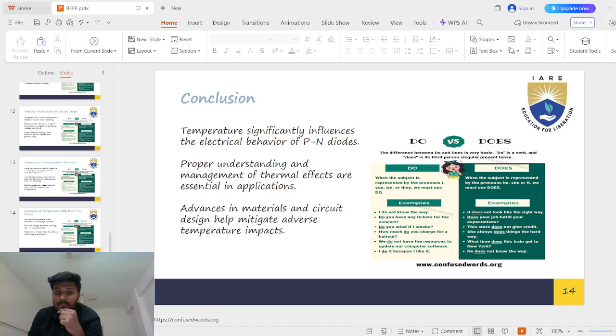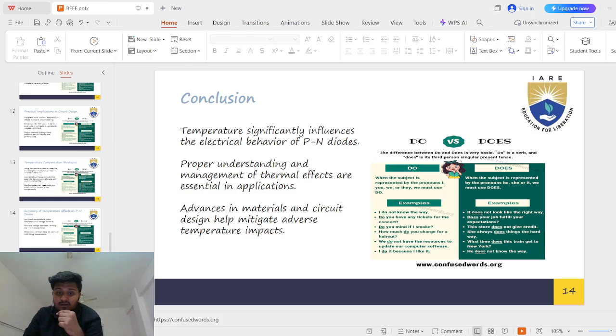For example, forward bias behavior: the voltage needed for the diode to conduct decreases as temperature rises, so the diode turns on at a slightly lower voltage. Reverse bias behavior: the leakage current increases with temperature. Also, the breakdown voltage, the voltage at which the diode starts conducting a lot in reverse, usually decreases with heat.